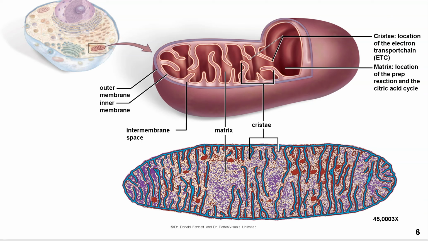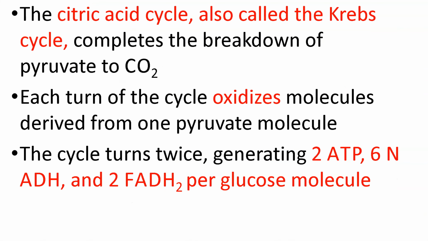Pyruvate oxidation is also called the prep reaction or the link reaction. Either way, I would know all those synonyms, just to be prepared. And then you have, again, a transmission electron microscope image, color's been added. Matrix, cristae folds, intermembrane space, inner membrane, outer membrane. Here's our good old mitochondria, the powerhouse of the cell. The Arnold Schwarzenegger. Y'all probably don't even know who he is. Anyways, and so, citric acid cycle.